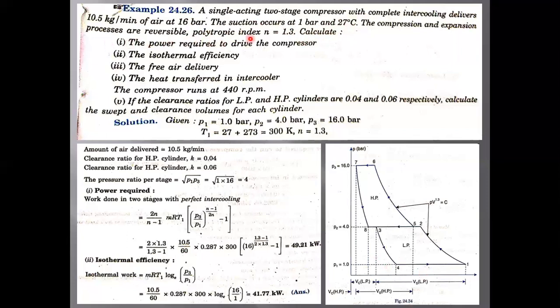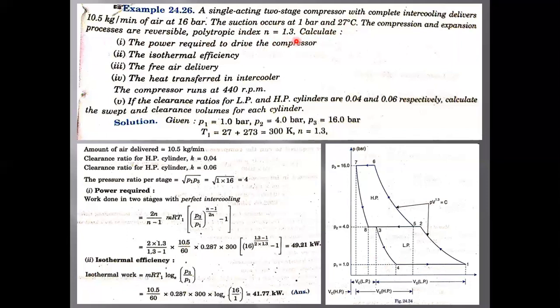Okay, polytropic index, that means these are going to follow the same polytropic index. So the compression or expansion index is going to be 1.3 here. That means n value 1.3, and he asked us to find the power required to drive the compressor, isothermal efficiency, free air delivered, heat transferred in the intercooler, and he gave us the speed in RPM, which is 440.